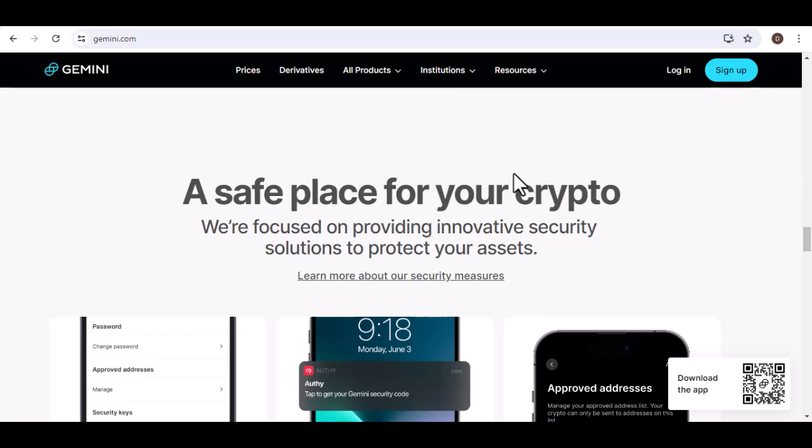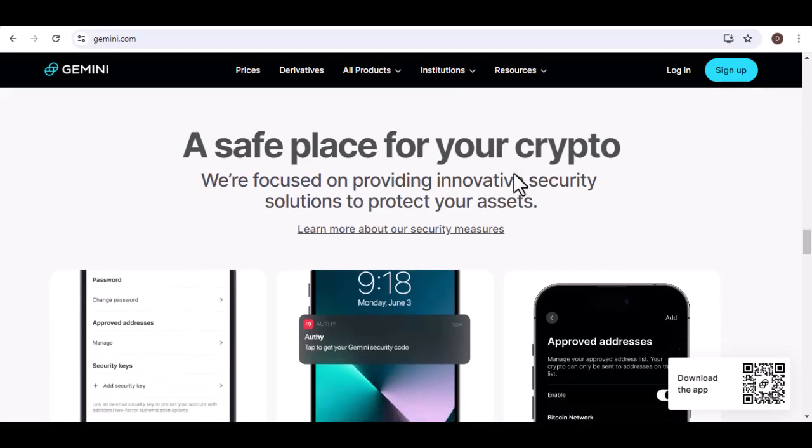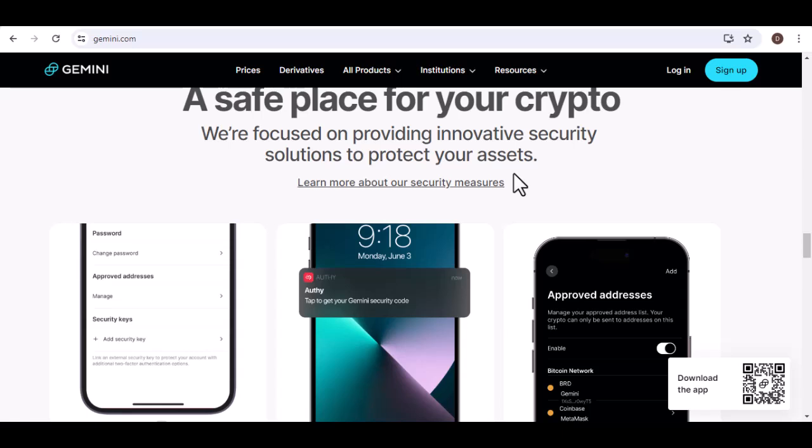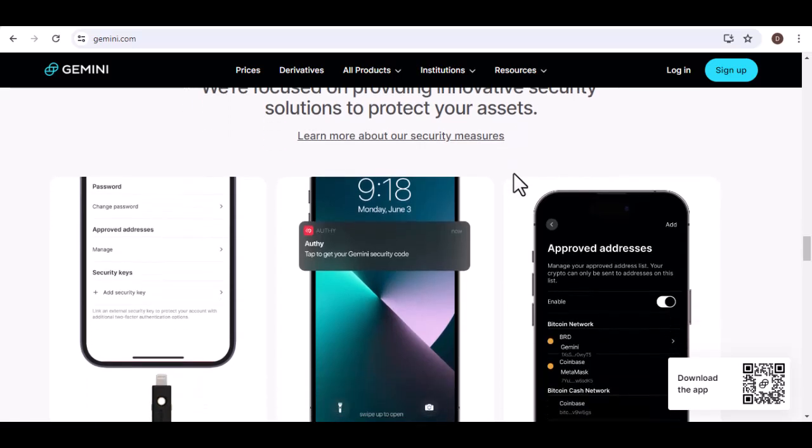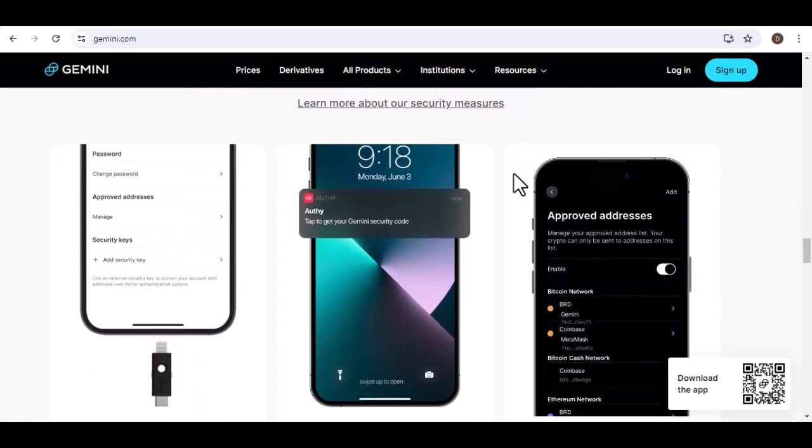Security. Always prioritize security when dealing with cryptocurrencies. Use strong passwords, enable two-factor authentication, and be cautious of phishing scams.